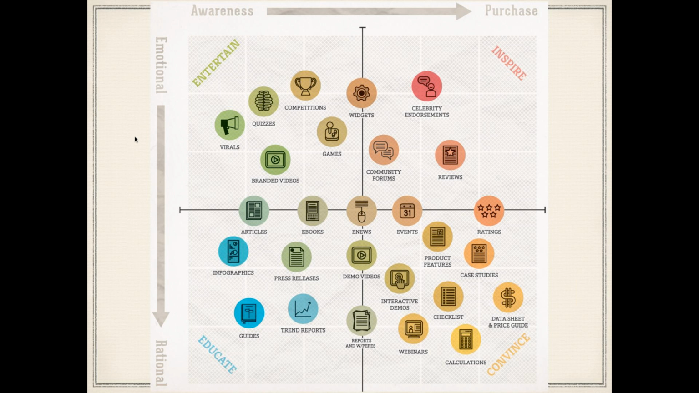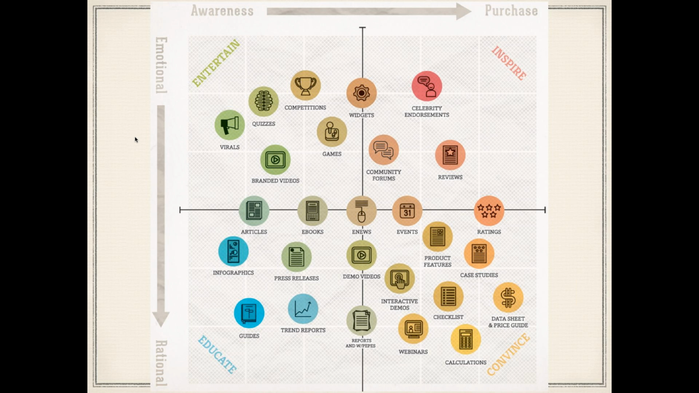But if I wanted to educate them, which is getting them to be more rational when it comes to making them aware, then that's when you get into guides, infographics, trend reports. That's the logic that kicks in. So going from the bottom all the way to the top, I go from a logical content marketing approach, which is guides and trend reports, all the way up to a more emotional one, which is using quizzes or competitions.